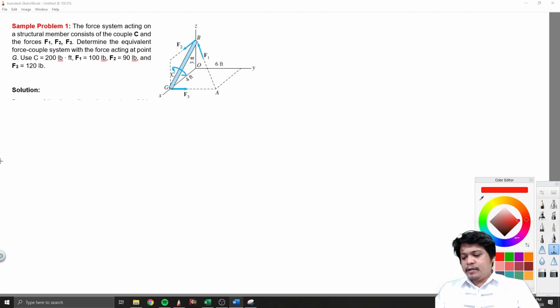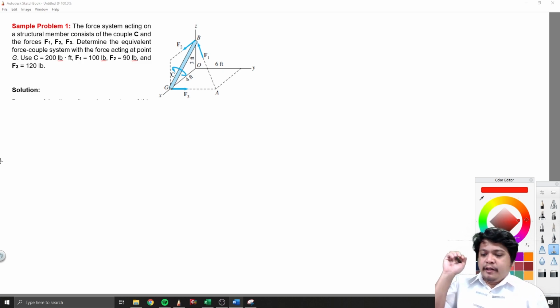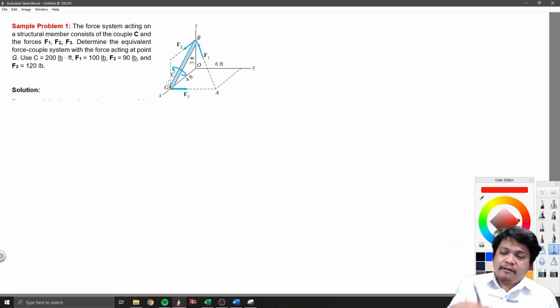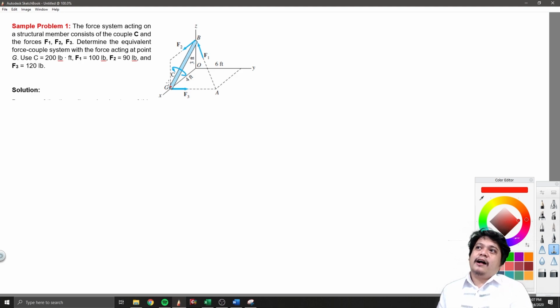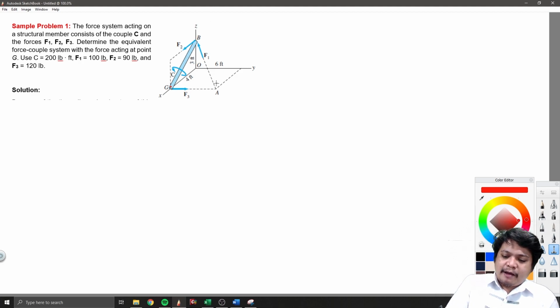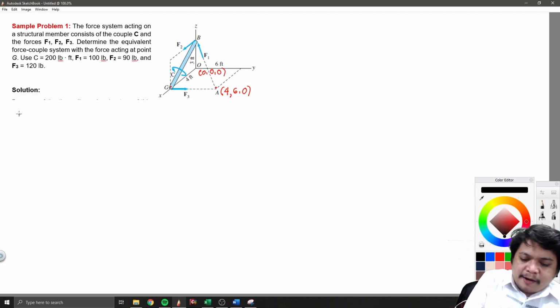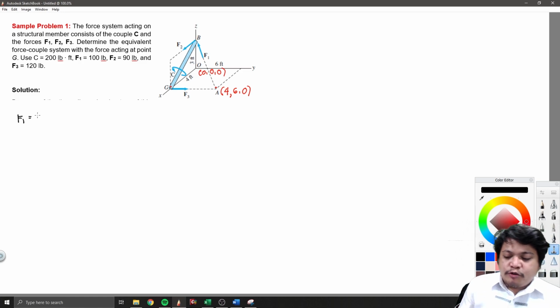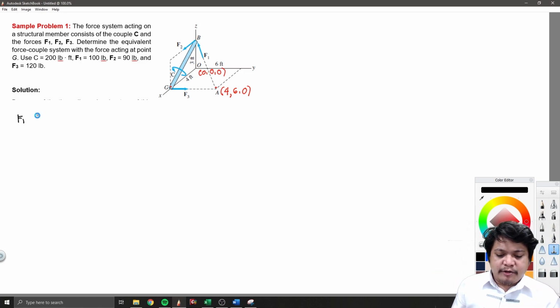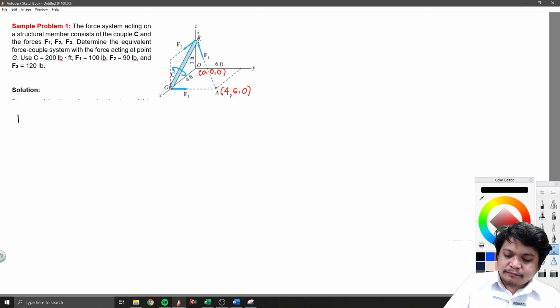Alright. So isa-isahin natin. Dito daw ako magmo-moment. So you have to take moment. Doon natin ilalagay. Pero bago yon, lagay muna natin yung ating mga forces into rectangular form. So para kay F1, kailangan kong makuha to. And then this one is from the X is 4, Y is 6, and then Z 0, and then this one is 0, 0, and then 0. Okay? So, for my F1, okay, kukunin ko muna yung kanyang R.